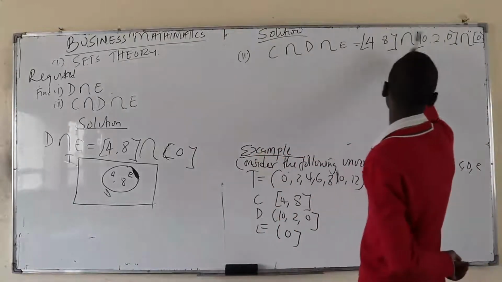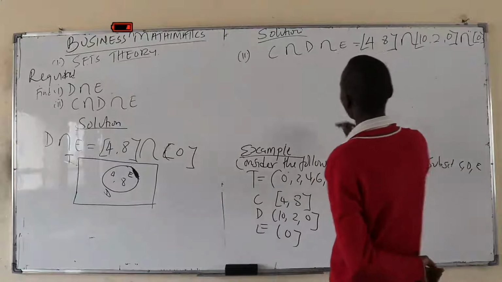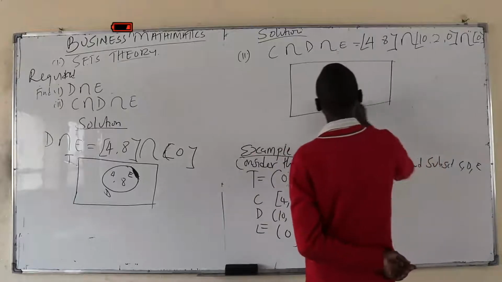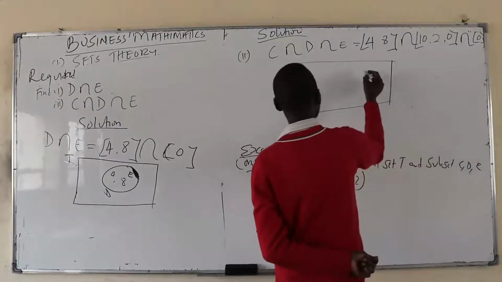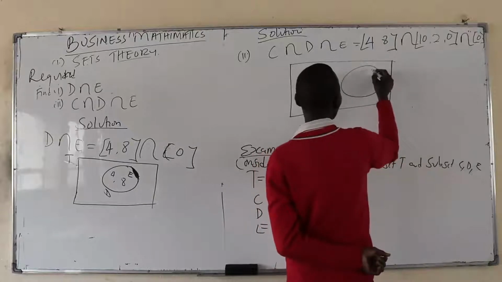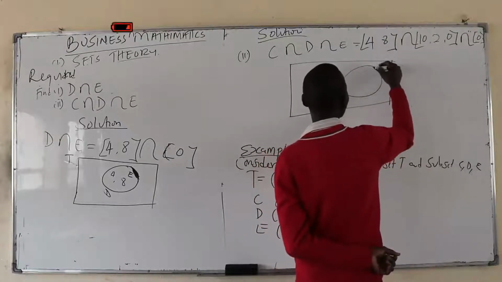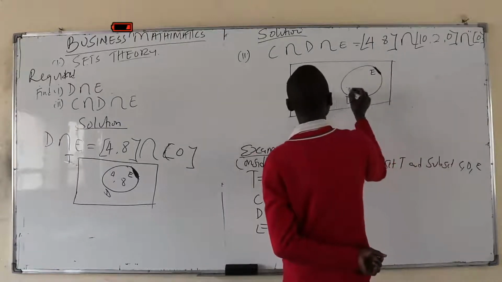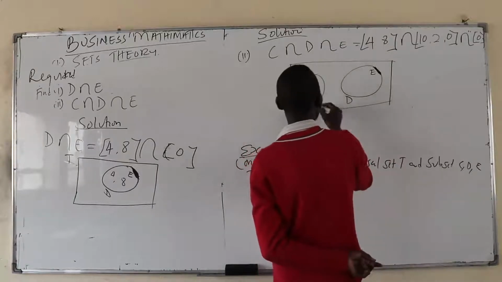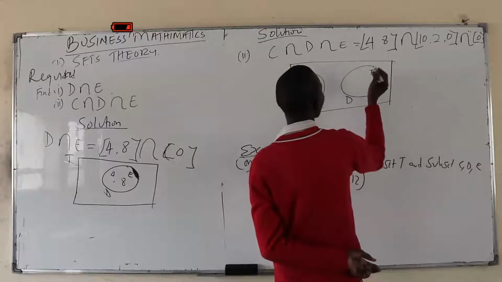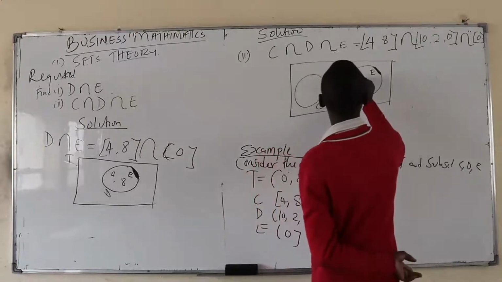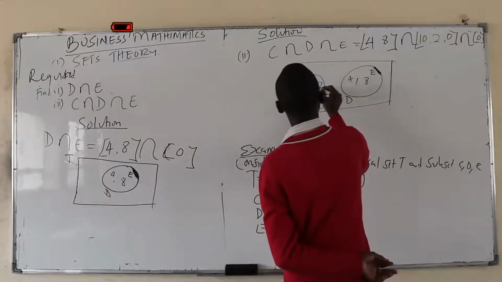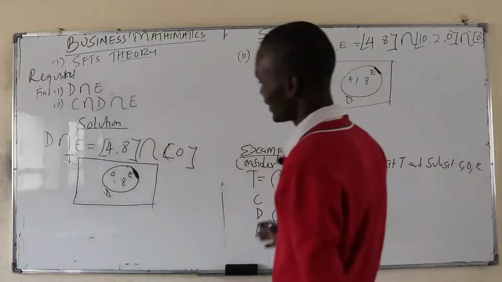Or if it's a drawing, we just draw this universal set T. Then it has a subset E and a subset D. But E is a subset that has a null element, so we just show that here. There is no element there. So it is E, then D. Inside D we have 4 and 8, and inside E we don't have anything there. That's a null element.